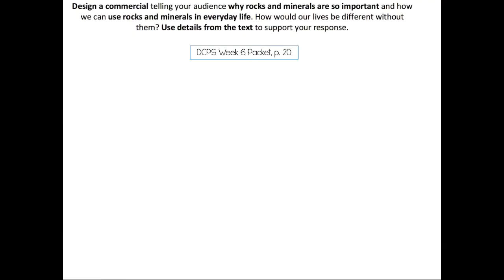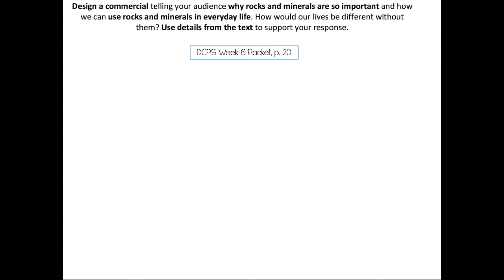Let's get started. Get started on page 20. We are going to start, just as we always do, with carefully reading our prompt. So we're going to start right here. Design a commercial telling your audience why rocks and minerals are so important and how we can use rocks and minerals in everyday life. How would our lives be different without them? Use details from the text to support your response.